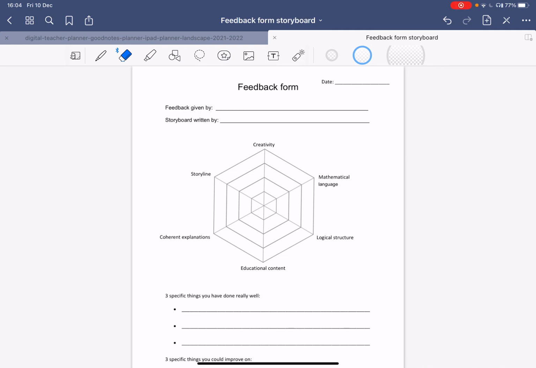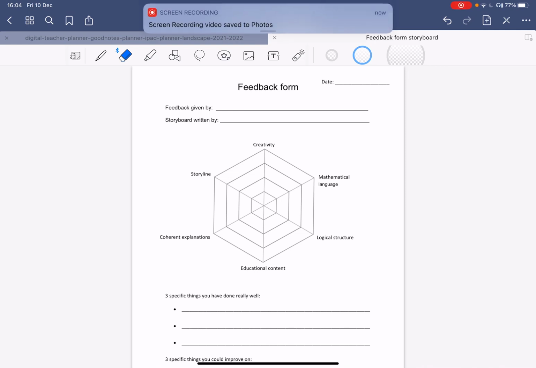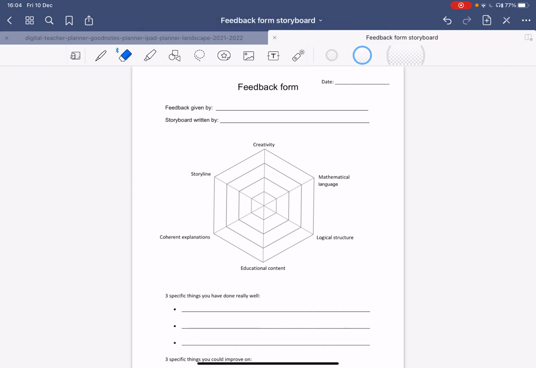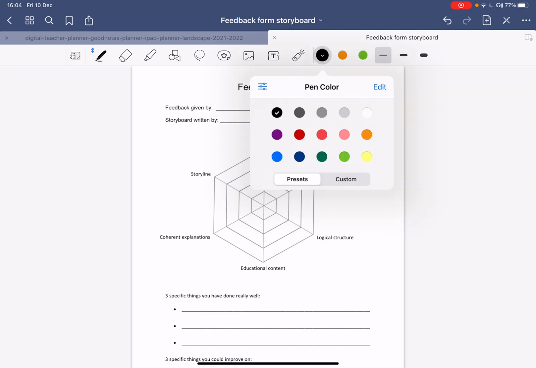Hi, I'm YP3. I'm here to explain to you how to use the feedback form on the storyboard that you need to review for one of your colleagues. So first of all, that's the first page.